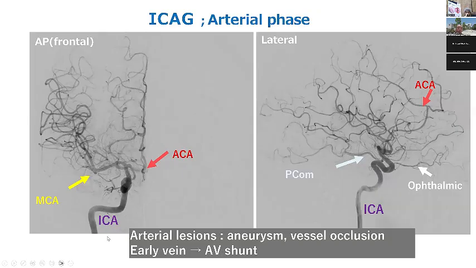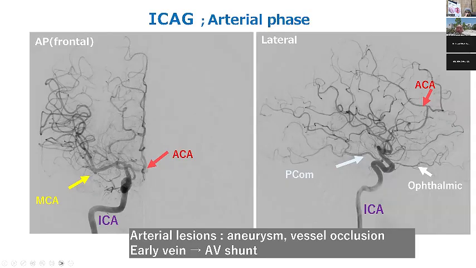This artery is ICA, internal carotid artery, and this artery is the middle cerebral artery, and this artery is the anterior cerebral arteries. In the lateral view, you can see the internal carotid artery like this, and the first branch of the intracranial portion is the ophthalmic artery, and the second branch is the posterior communicating artery like this.